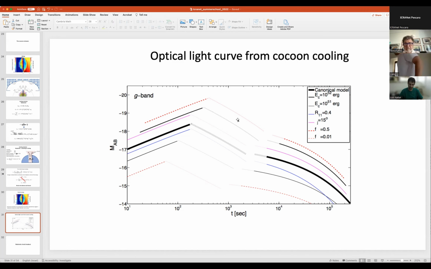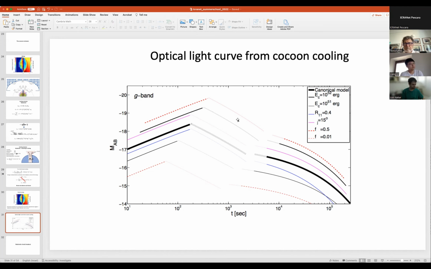The cocoon emission in short GRBs will have two components. One component is the cooling emission that I've shown here, and the second component is powered by the radioactive decay of the r-process elements. So in cocoon emission from short GRBs, there is another ingredient which needs to be taken into account. Altogether, we expect the cocoon emission to possibly dominate the emission in short GRBs over time scales of hours.